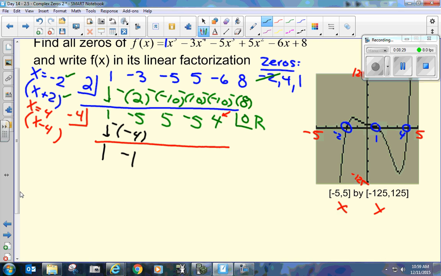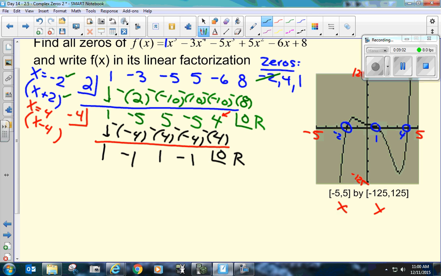-1. What number goes up? +4. And when I subtract it, what do I get? A +1. And what number goes up? -4, and I subtract it, and I get? -1. I'm multiplying, what's a -1 times a -4? +4 when I subtract. Look at that, 0. Just like with the number 100, all those numbers went in evenly, right? So guess what? This is a 0, this is a factor. Bam!